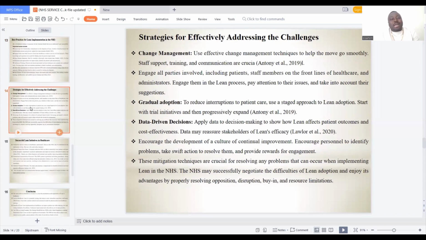To effectively address the challenges of implementing lean in the NHS, strategies such as effective change management techniques, engaging all parties involved, gradual adaptation, data-driven decisions, encouraging a culture of improvement, and mitigating opposition and resource limitations are crucial. These strategies aim to ensure a smooth transition, maintain patient care, demonstrate the benefit of lean, and resolve any obstacles that may arise.